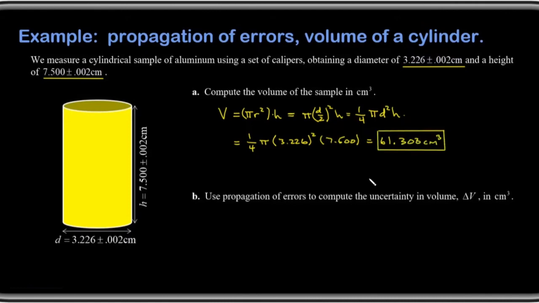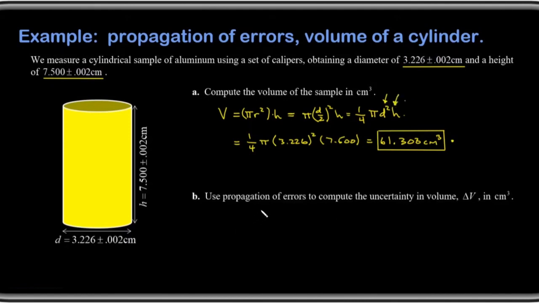In part B, we're asked to use the propagation of errors formula to get the uncertainty in the volume. What isn't stated in the instructions here is that when we get that uncertainty, our convention is to round the uncertainty to one significant digit and then round off the original volume measurement to that same place value. So the volume is a product of a power of one measured quantity, that's the diameter, and then another measured quantity, that's the height.